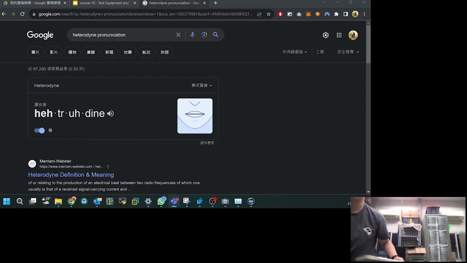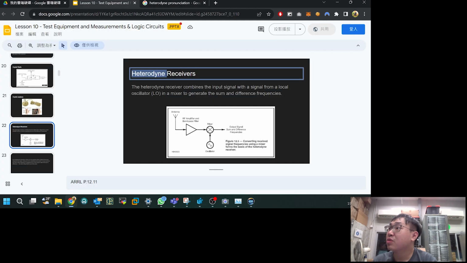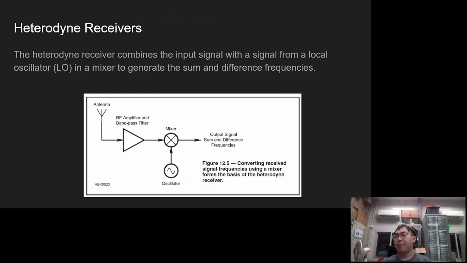Okay, heterodyne. We got heterodyne and super heterodyne receivers. Heterodyne receiver is not included in your exam, but why do I have to talk about this? Because it uses a local oscillator and mixer. The word heterodyne means difference, actually the difference, which is subtraction. You are doing subtraction between the oscillator and the amplifier.